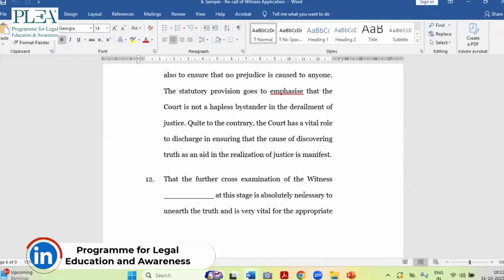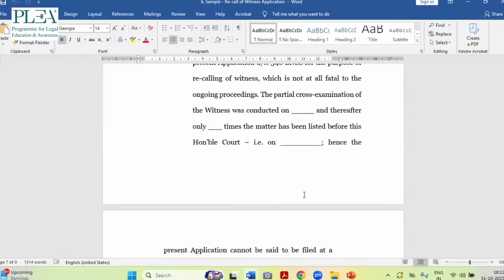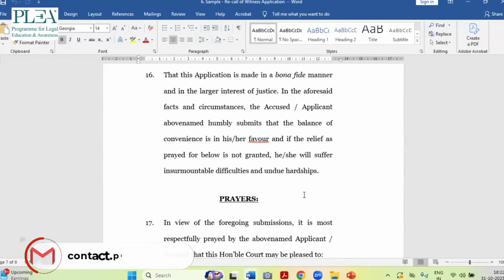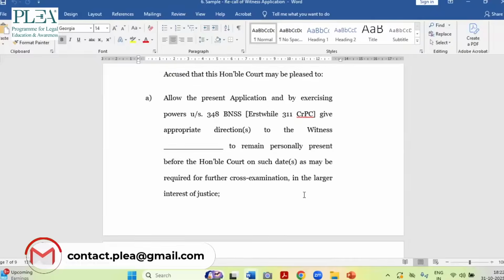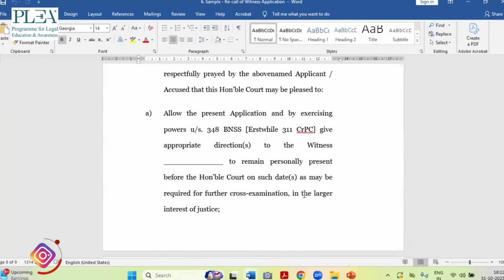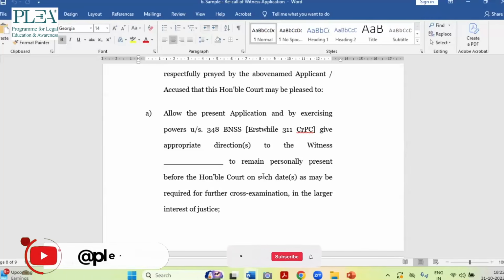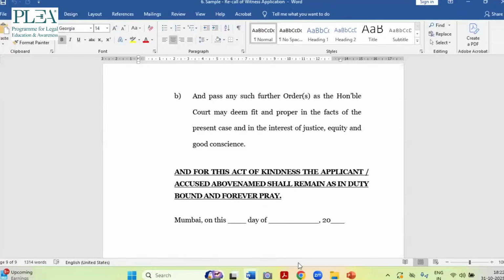Then we finally go on to the prayer clause: allow the present application and exercise the powers under 348 BNSS, earlier 311 CrPC, to give directions to the witness so and so to remain personally present before the court on such and such date for cross-examination, and any other reliefs.